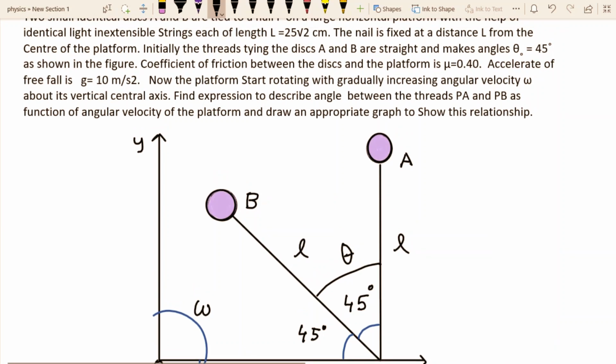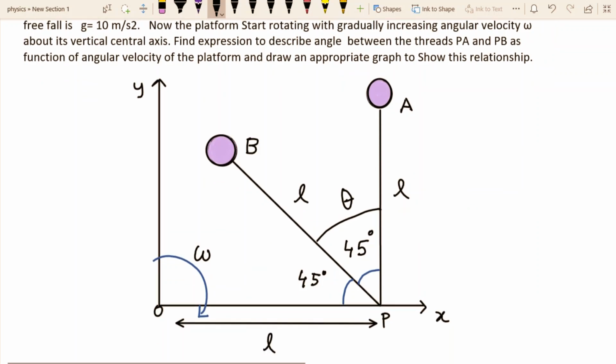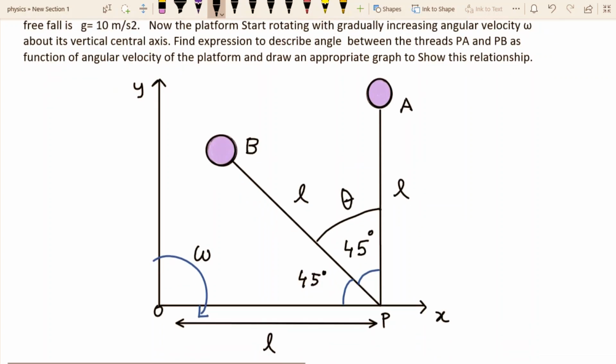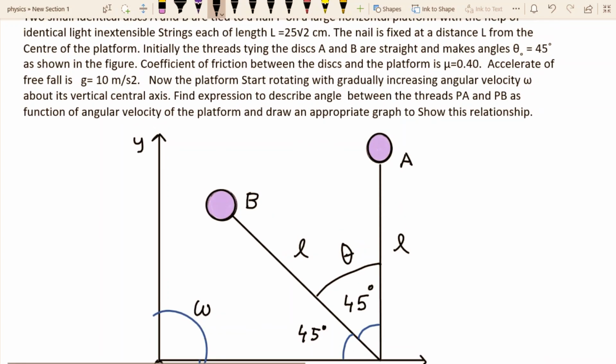So A is constrained to move only on the circular path of radius L, and B will do the same thing because it has the same situation here. So B can also move only on the circular path of radius L, and no other motion is possible for A and B because they are tied up with a thread of length L, and you can clearly see that the thread is also inextensible. So A can only move on the circular path of radius L, and B also does the same.